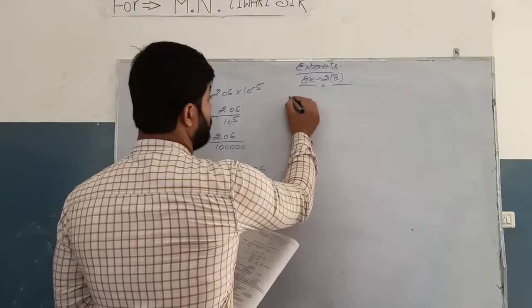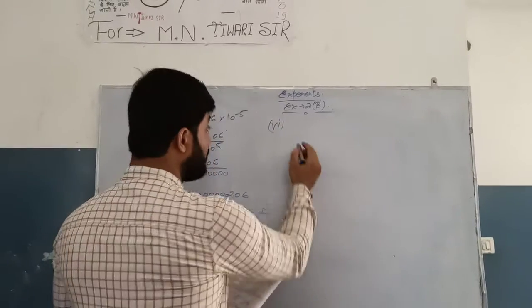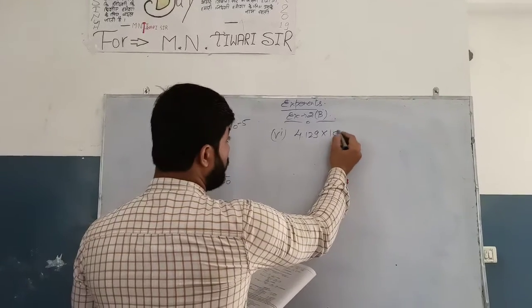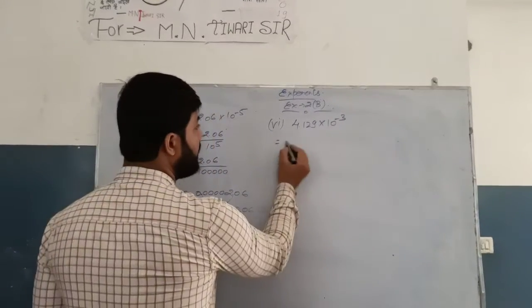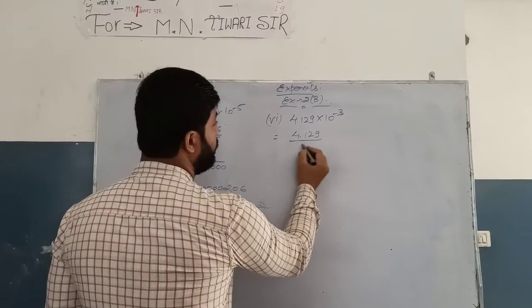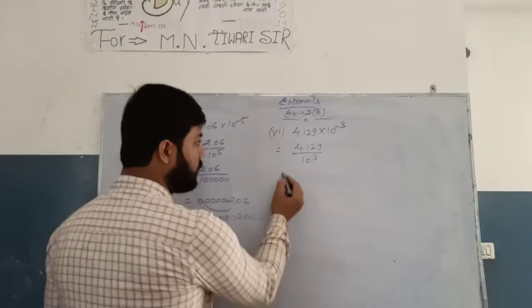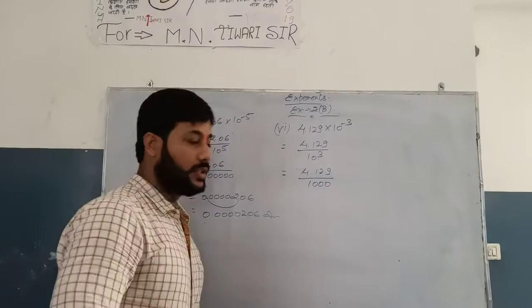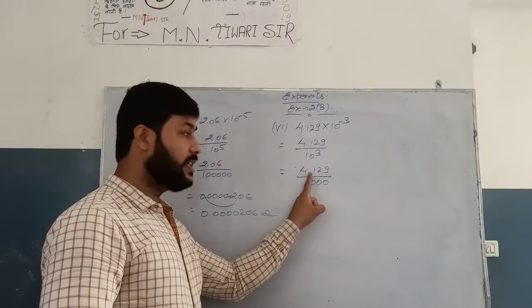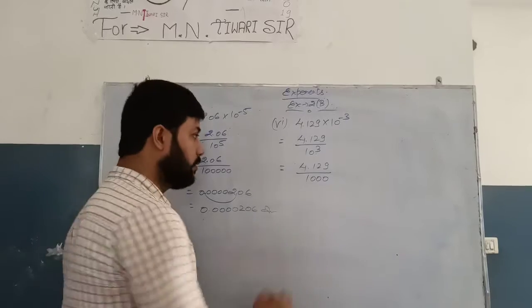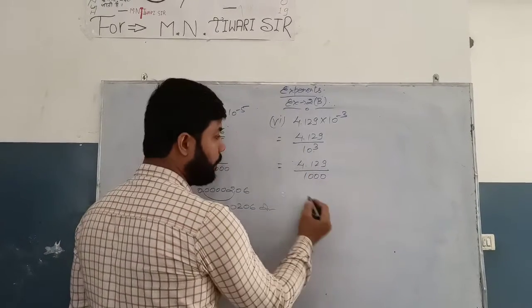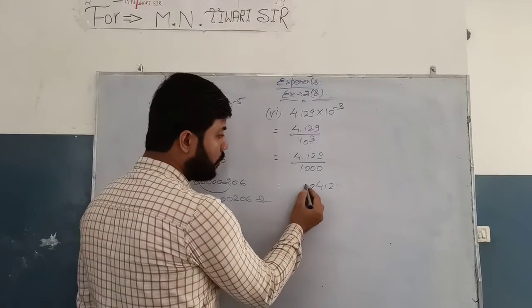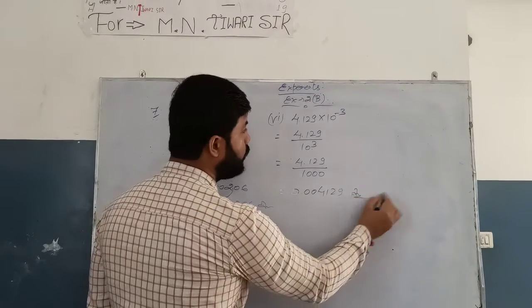Okay? One more question. Question number 6 is 4.129 into 10 to the power minus 3. So we can write it as 4.129 by 10 to the power 3. It means 4.129 upon 1 with 3 zeros. These 3 zeros say that we have to place this decimal 3 places to the left side. So counting from 4, we count 4 as 1, then 1, 2, 3. This is in usual form.